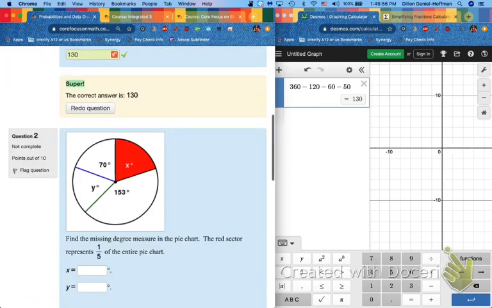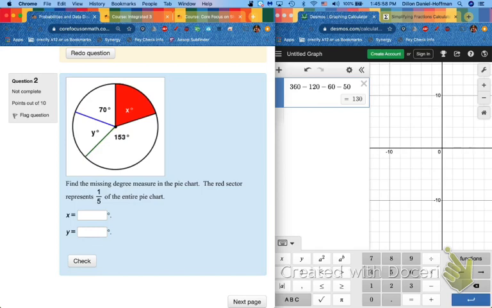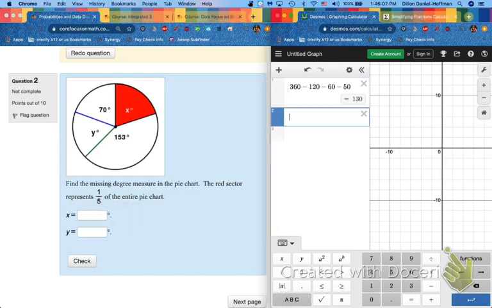Number 2 is a similar problem, but it tells you that the red sector, this X, is 1/5 of the entire pie chart, the entire 360 degrees. So right off the bat, start by doing whatever fraction you have. So if you have a third, type in a third. Half, type in a half. Sixth, type in a sixth. And remember to use the slash next to your right shift key times your total number of degrees. That will give you X.